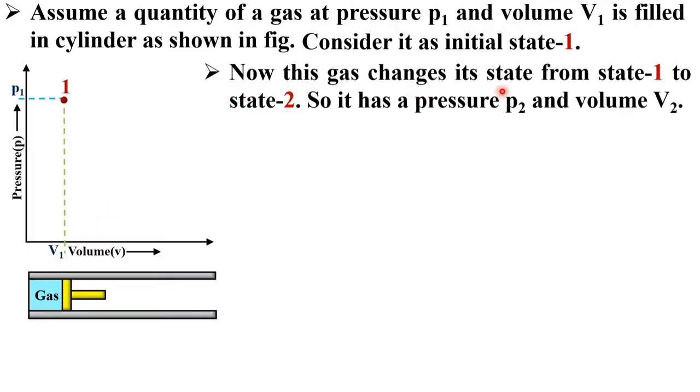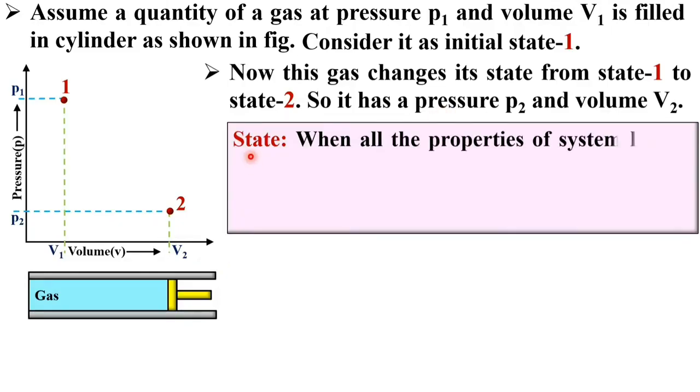Now this gas changes its state from state 1 to state 2. So it has a pressure P2 and volume V2. So let me show you over here. The gas is expanded, so there is a new position of the gas, and that is at state 2. So on the PV diagram, the state 2 of the gas is over here, and the corresponding pressure is P2 for state 2 and the corresponding volume is V2.